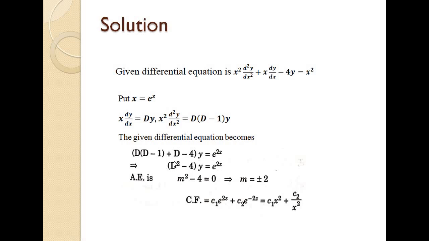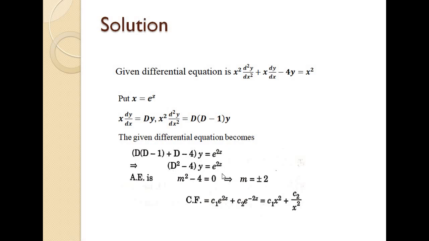In f of D, what is this D? This D is d by dz. So this is a linear differential equation with constant coefficients in the variables y and z. Here the dependent variable is y and the independent variable is z. So we have reduced a variable coefficient linear differential equation to a constant coefficient linear differential equation. This is a variable coefficient linear differential equation in the variables y and x, and this is a constant coefficient linear differential equation in the variables y and z.